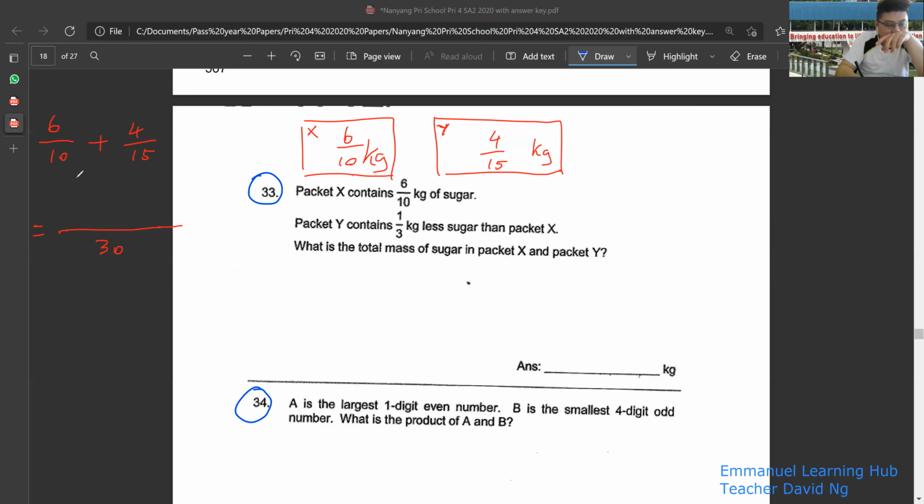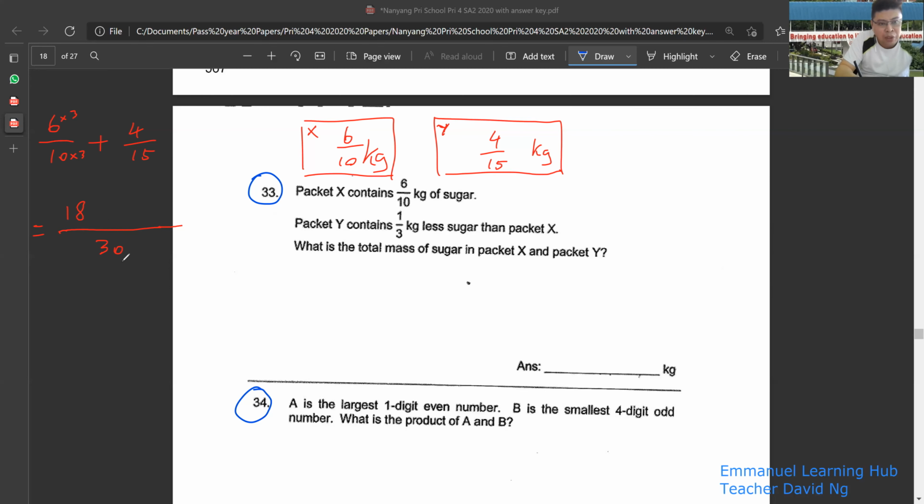6 change to 60. You see, you can tell me times 3. 10 times 3 is 30, right? So 6 times 3 equal to? Because I multiply by 3, right? So it's 18. Minus 10. No, not minus 10.